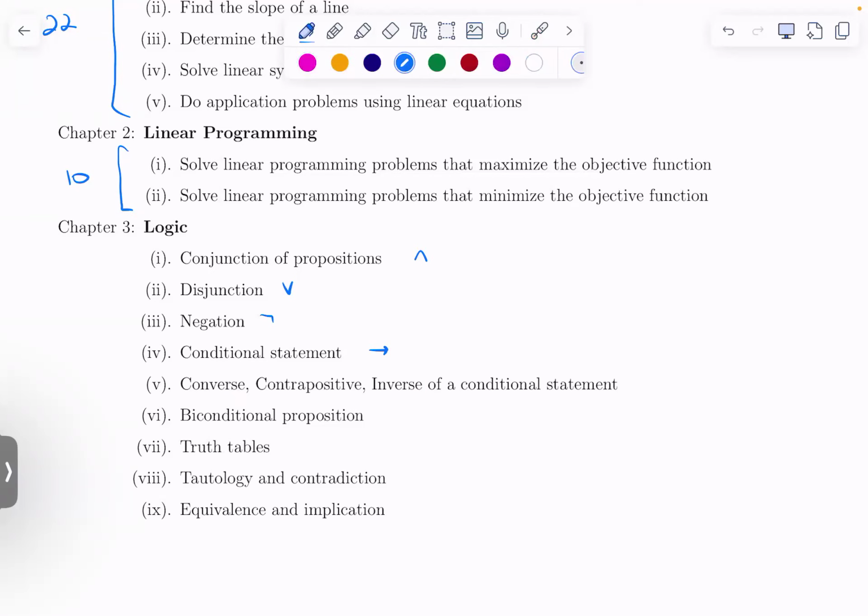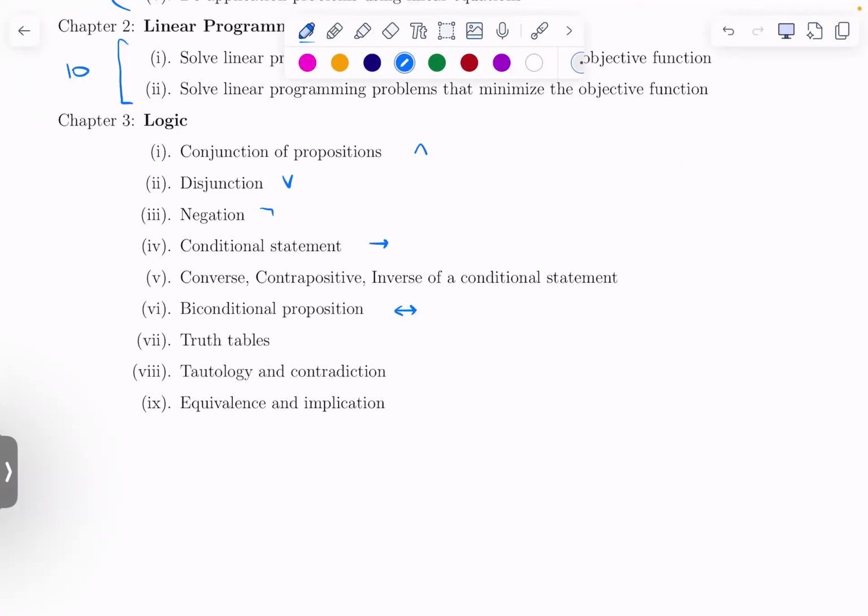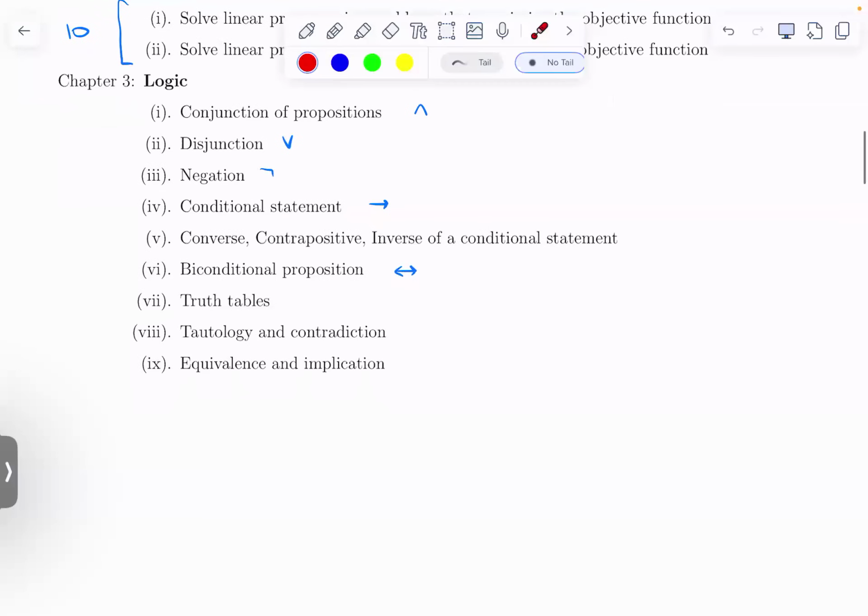The biconditional is the if and only if. And then the truth tables, kind of fun. And then what does it mean to be a tautology and what does it mean to be a contradiction? A truth table that ends up in all ones is a tautology, it's always true. And a contradiction, you end up with all zeros. And then the equivalence and the implication. The equivalence is a biconditional that's a tautology, and the implication is a conditional that's a tautology. Kind of special cases. I'm not going to test you on that. Just up to here, I think.